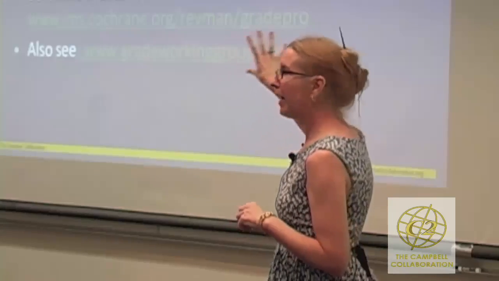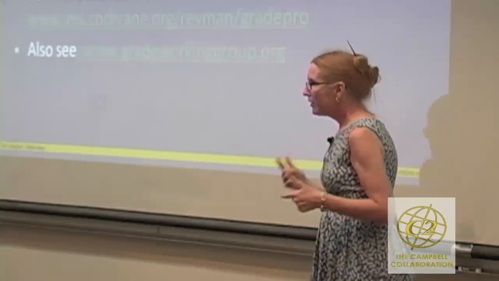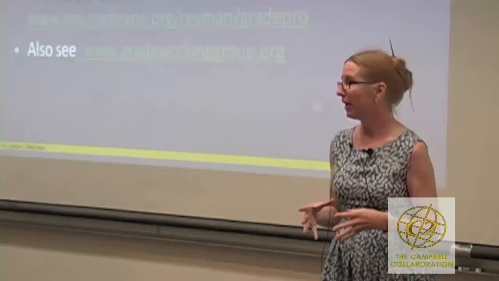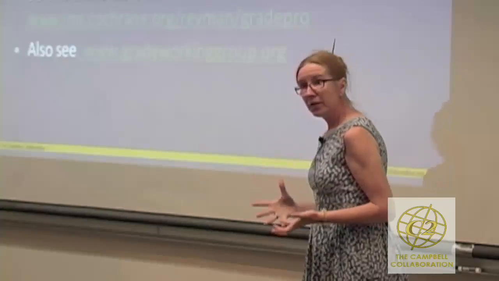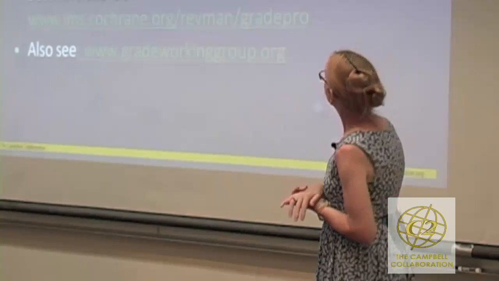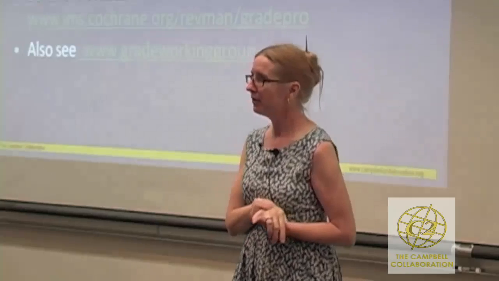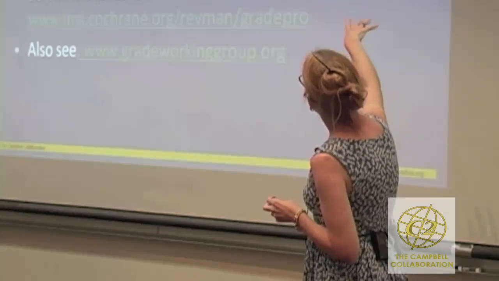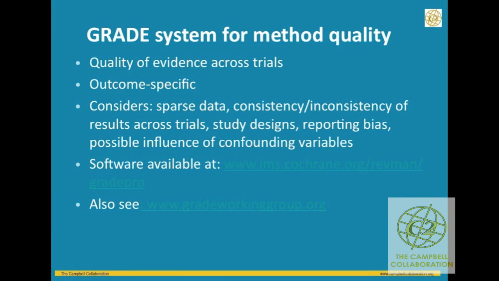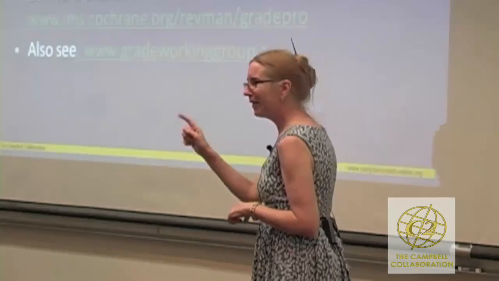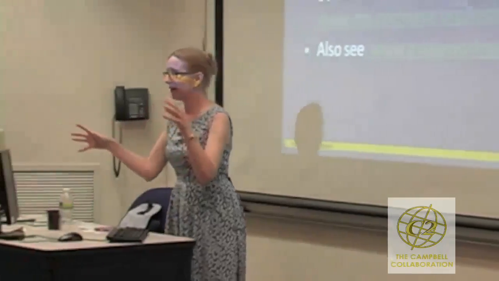But the kinds of things they have you think about in the grade system might also help you design more objective coding items that you can use in a small or a large review. So it considers the quality of evidence, much like the risk of bias thing. It's specific to the different outcomes, which I find useful. And it considers some of these other things like sparse data and consistency and inconsistency of results within a particular trial across the different outcomes. That isn't necessarily part of the risk of bias tool. And there's software for this. I don't know if you can see that little link there, but just search on grade and Cochrane and you'll find it.